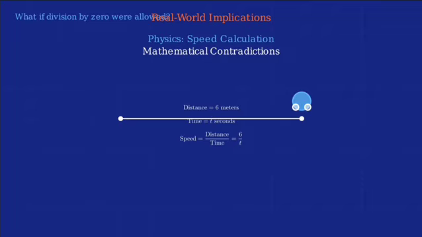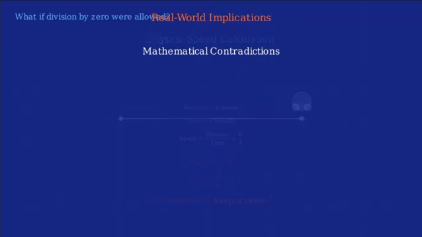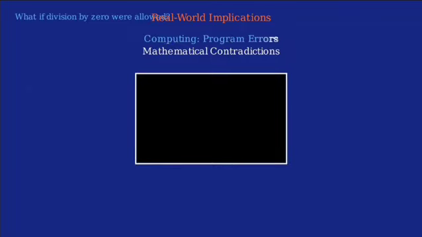Let's explore a real-world implication in physics. Speed calculation. Imagine a car traveling 6 meters in t seconds. The speed formula is distance divided by time. But what if time equals 0? This would give us speed equals 6 divided by 0. This would imply instantaneous teleportation, the car moving from start to finish with no time passing, which violates the laws of physics.